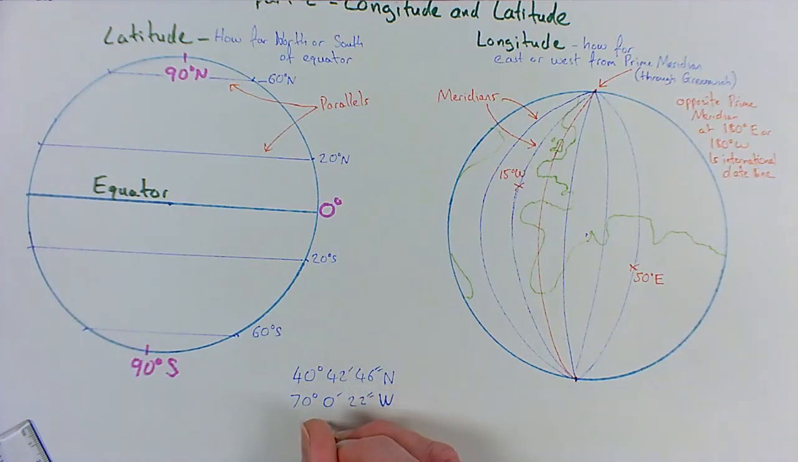And arc minutes and arc seconds are just 1/60th of a degree. So it helps us break this down into a more accurate description of where we are. So 60 minutes in a degree and 60 seconds in a minute. So we can break it down to a very small slice of the Earth there.